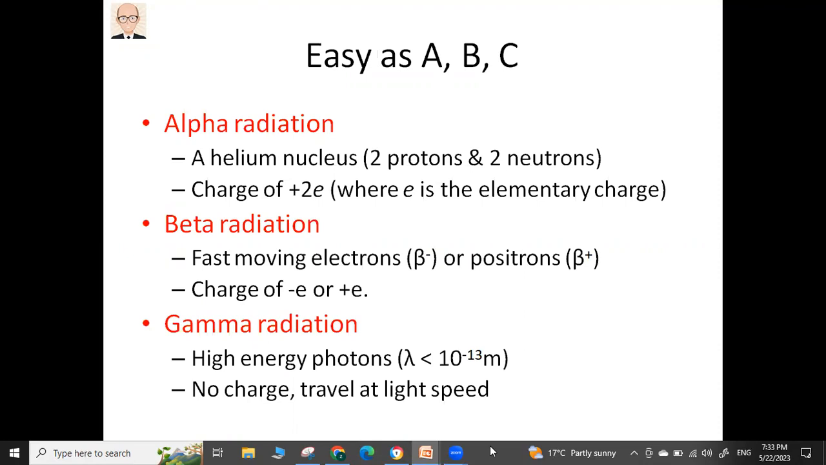We have just said it and say again. Alpha radiation is basically a helium nucleus. It has 2 protons, 2 neutrons, and a charge of +2e, where e is the elementary charge. And beta radiation, the fast moving electrons, beta minus, or positrons, beta plus. And the charge of beta radiation could be -1 or +1, depending on beta minus or beta plus. And gamma radiation, we said the gamma radiations are not particles, they are basically electromagnetic waves, or we can say high energy photons, no charge, and they travel at the speed of light.